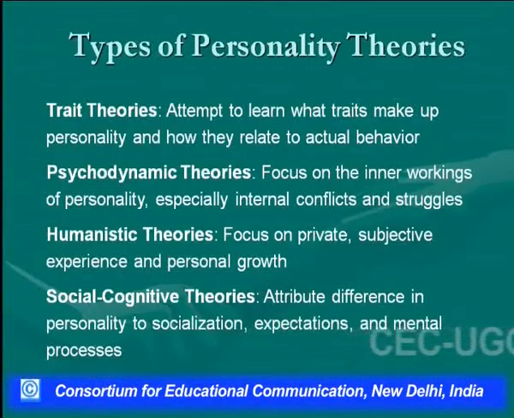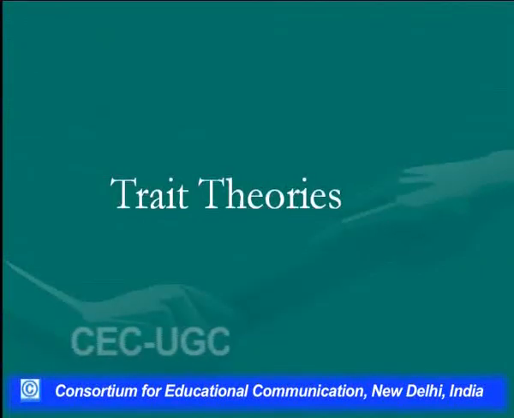Now the third is the humanistic theory. Basically it covers the personal growth of an individual, the experiences he has gone through in his life and all the private things which have happened to him. So we try to cover these aspects in the humanistic theories of personality. Taking it forward, the last theory we talk about here is the social cognitive theory. It attributes differences in personality to socialization, expectations and mental processes. Now we'll do this theory in detail.